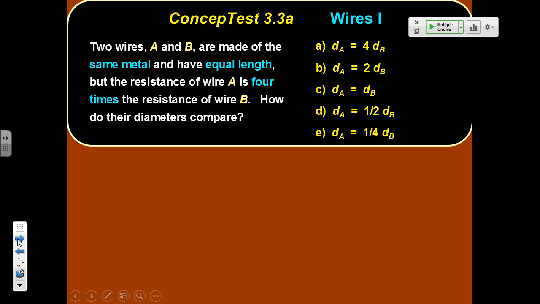So we'll talk about this in just a bit. Two wires. Let's see, have we gotten into this? No, we've just done Ohm's law. All right, we'll come back to this in just a bit.